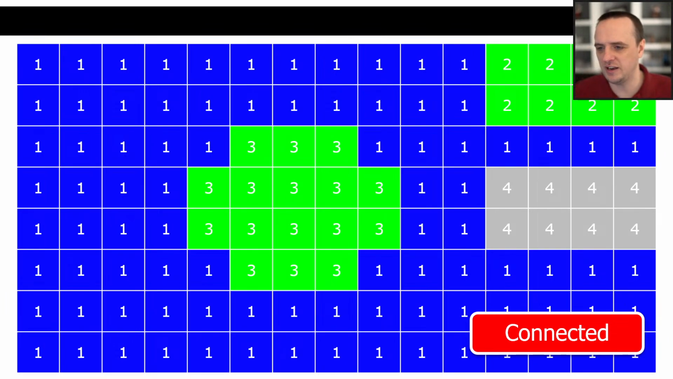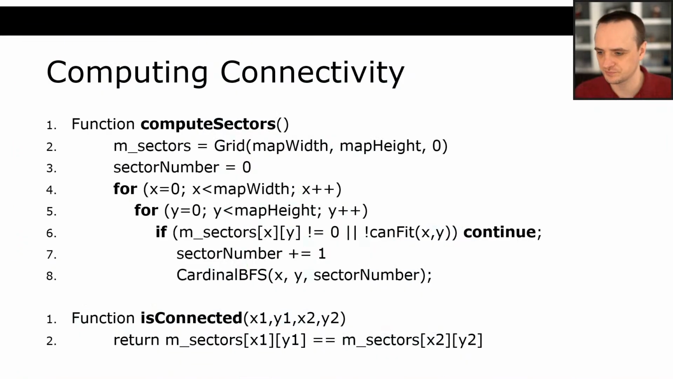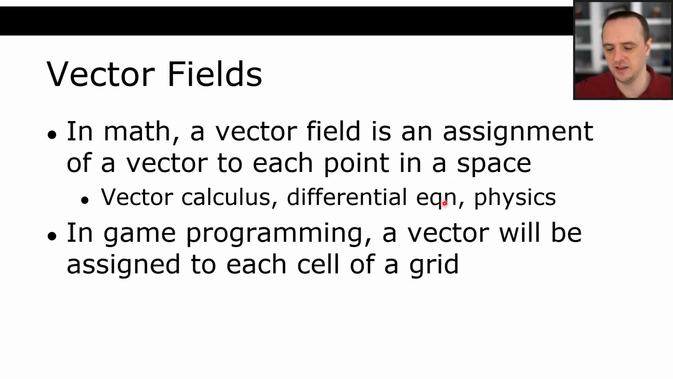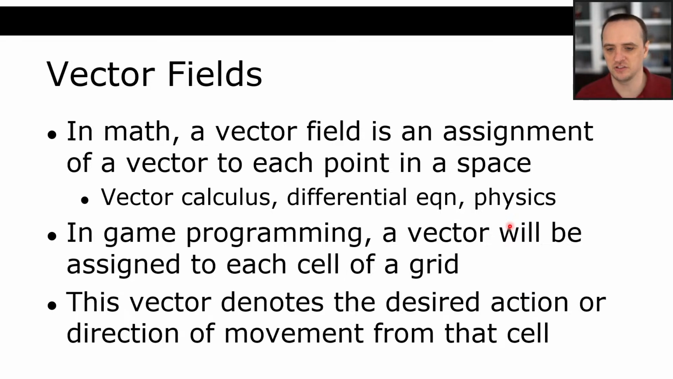So instead of having an integer at each cell location, we're actually going to have a vector pointing somewhere, and that's going to mean something. So that's what a vector field is, and those vectors are going to be assigned two values, an x and a y value. All right, so with vector fields, a vector will be assigned to each cell of a grid, and this vector is going to denote the desired action or direction of movement from that cell.